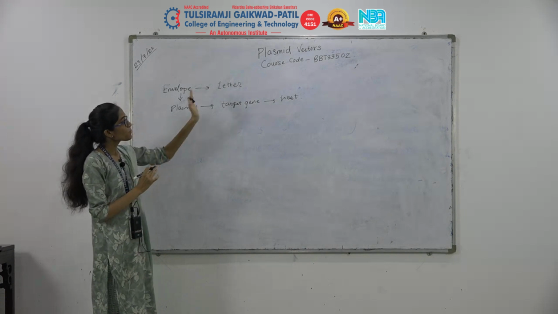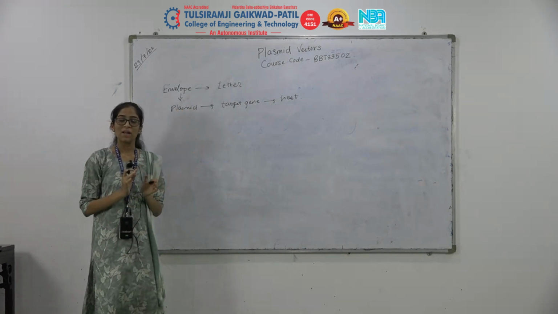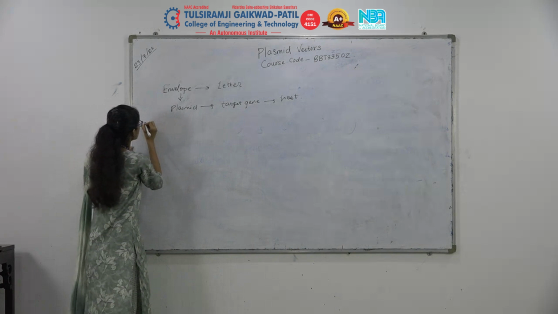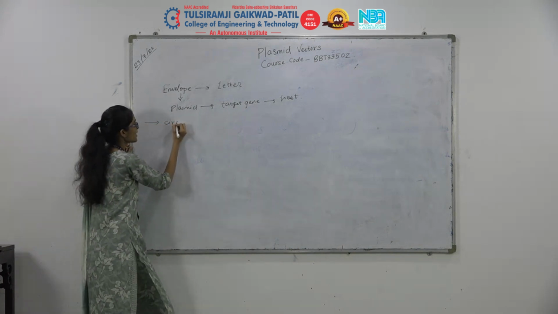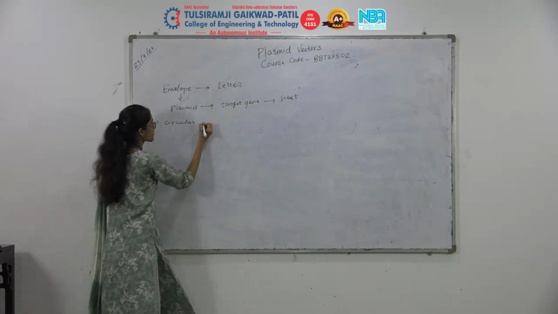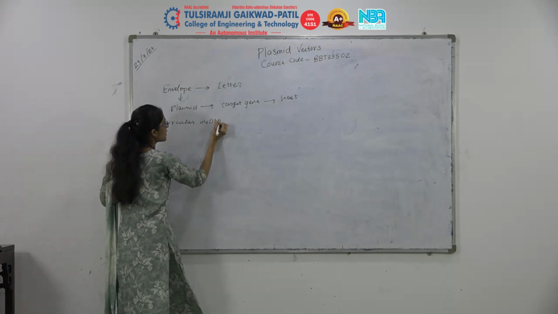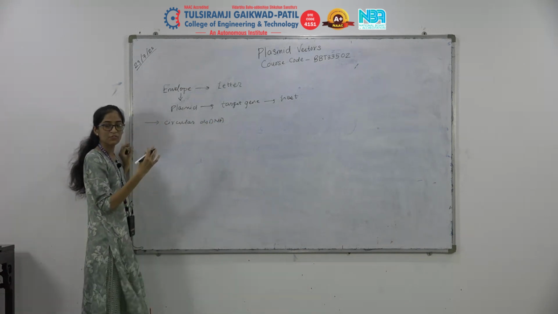Now let's understand what a plasmid actually is. A plasmid is a circular double-stranded DNA, and it has the ability to replicate itself in the host.